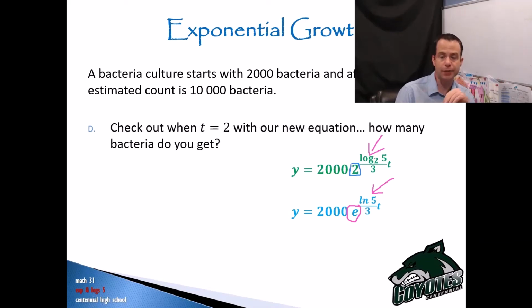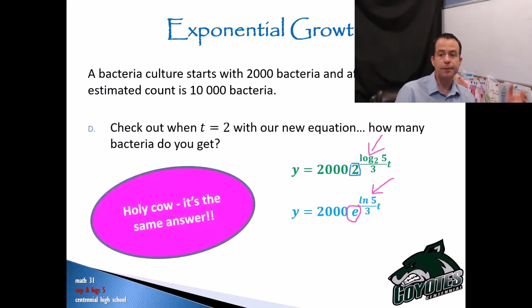How many bacteria do you get? With your new equation, I want you to plug 2 in for t and throw that into your calculator and see what you get. And you get the exact same answer. Okay, you get that 5,848. It doesn't matter what my rate is, because my p-value will adjust according to the rate I decide. The rate is completely arbitrary.